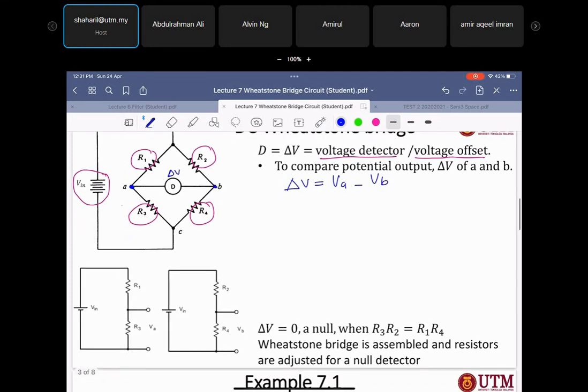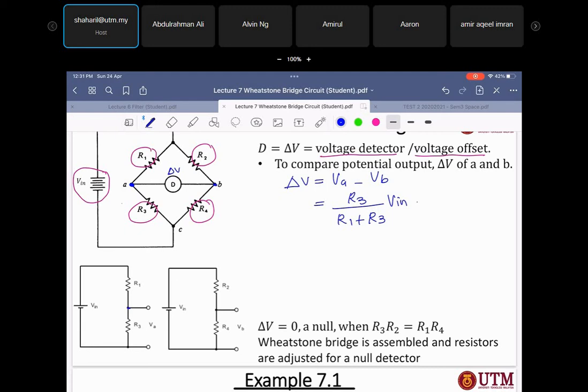If you organize your circuit, it will be like this. You can see that VA is actually the voltage divider at the resistance value R3 divided by R1 plus R3, multiplied by Vin, minus VB, which is the voltage at the resistor R4, R4 over R2 plus R4, times Vin. This is delta V.